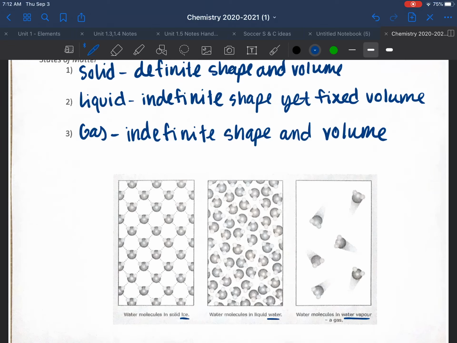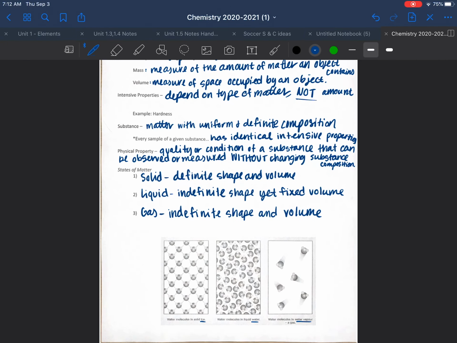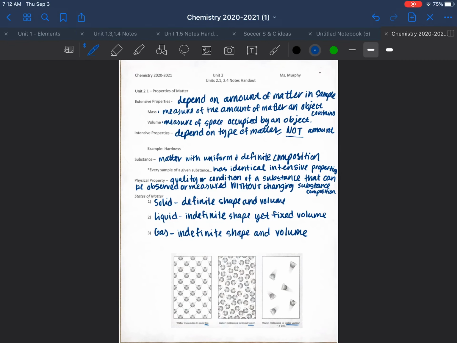Remembering that solids cannot change shape or volume. Liquids can change shape but keep the same volume. And gas will typically fill whatever space it's in. So it does not have the definite shape and volume. I'm going to pause here if anybody has any questions.